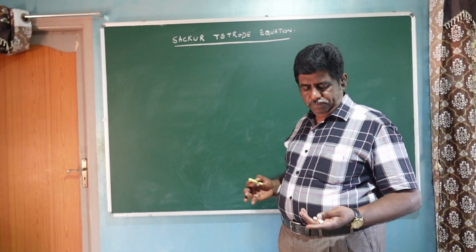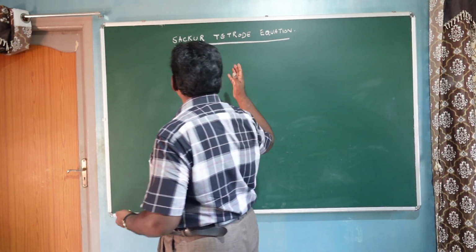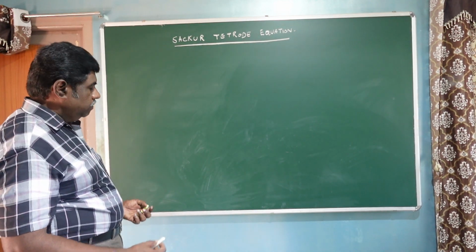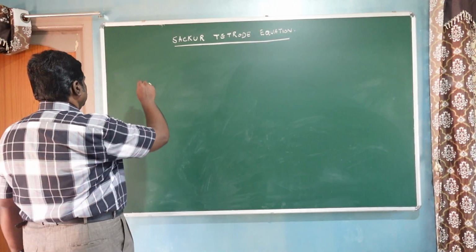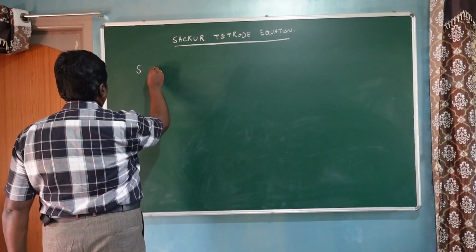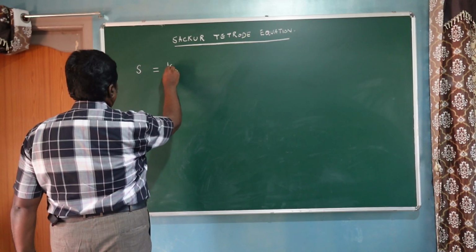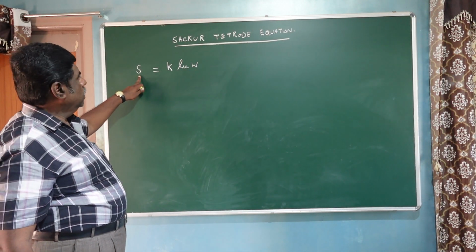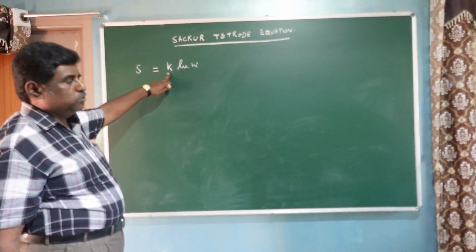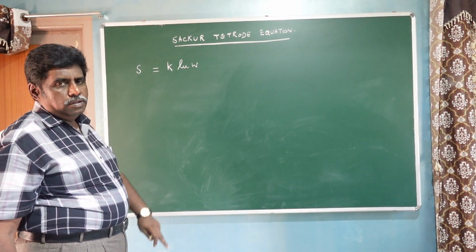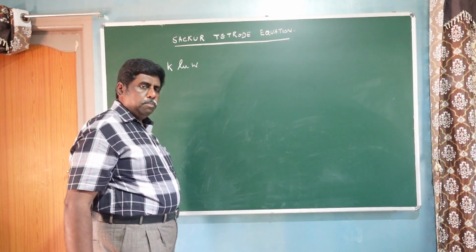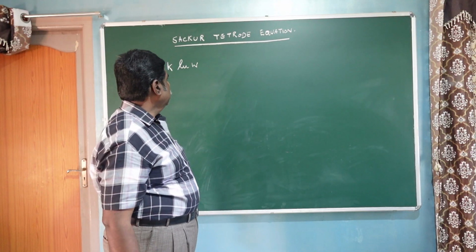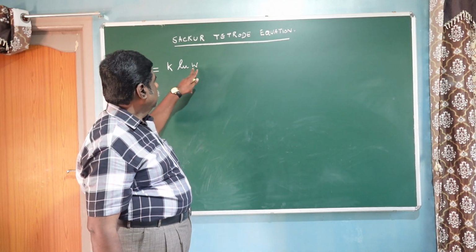During this presentation, we have to talk about the Sackur-Tetrode equation. For that, we should write the relation between entropy and thermodynamical probability. Here, S is our entropy, k is the Boltzmann constant, and W is the thermodynamical probability, that is, the possible microstates for the given macrostate. This is our W.